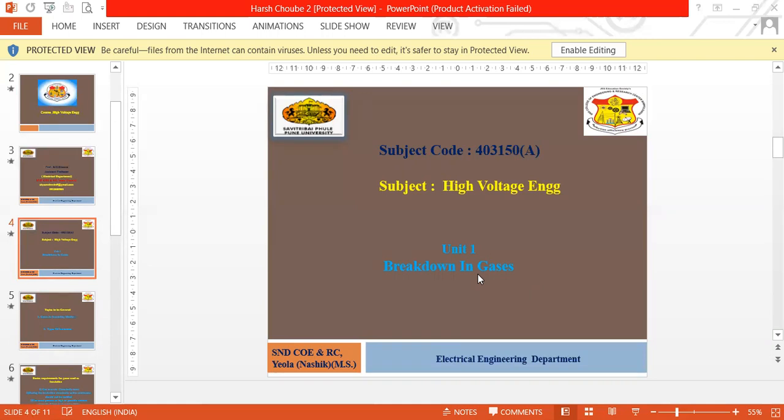Before seeing the breakdown, we will see in short what is meant by the breakdown voltage. The breakdown voltage is the maximum voltage that gases can withstand without destruction. If the voltage goes beyond this voltage, then you can surely say that there is a destruction of the gases. So firstly, we will see the breakdown in gases.